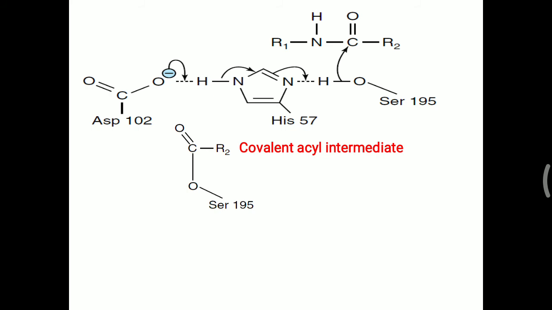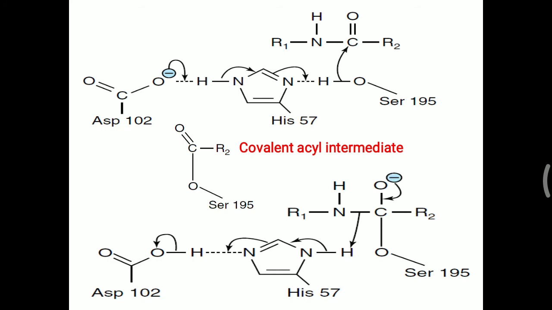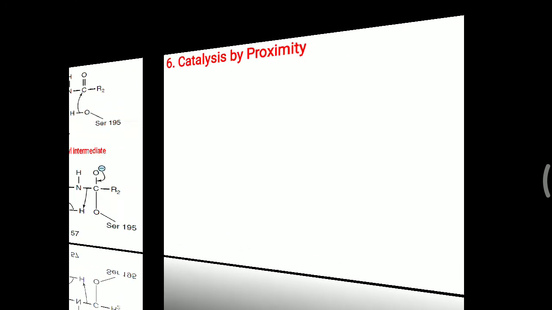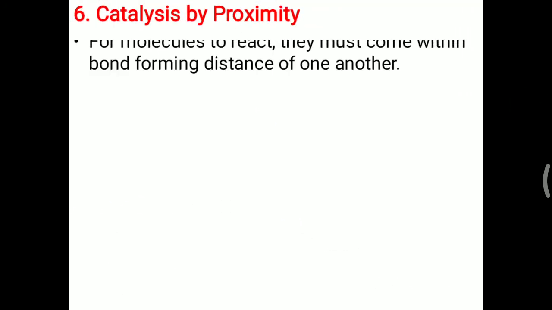So this peptide bond, that is CONH, will be broken down by the activity of this chymotrypsin, which contains over the active center aspartic acid, histidine and serine. So finally this peptide bond will be broken down in the presence of this particular active center or active site of the enzyme chymotrypsin. In the same way, catalysis by proximity.